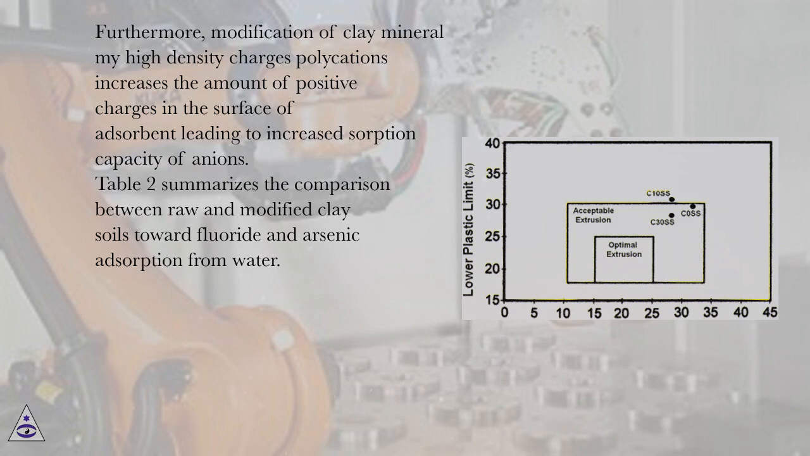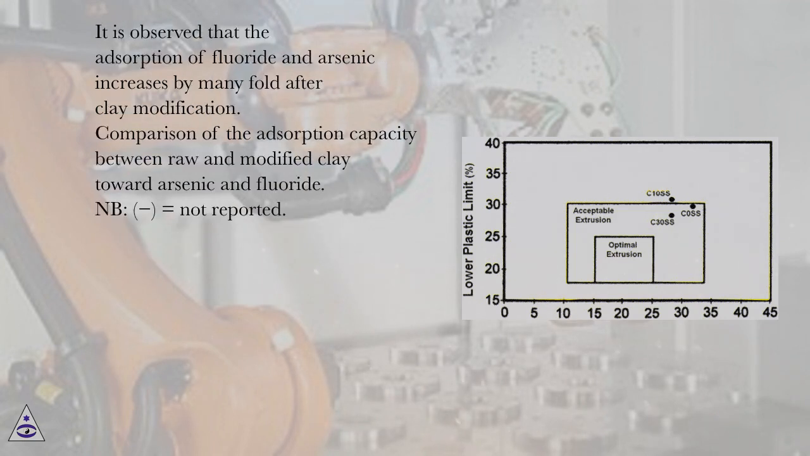Table 2 summarizes the comparison between raw and modified clay soils toward fluoride and arsenic adsorption from water. It is observed that the adsorption of fluoride and arsenic increases by many-fold after clay modification. Comparison of the adsorption capacity between raw and modified clay toward arsenic and fluoride. NB, minus, equals not reported.